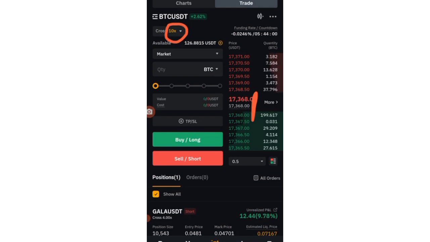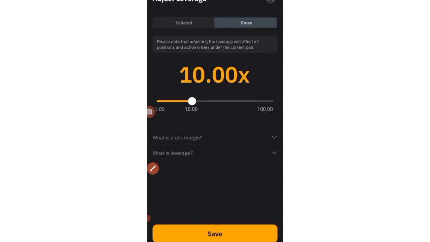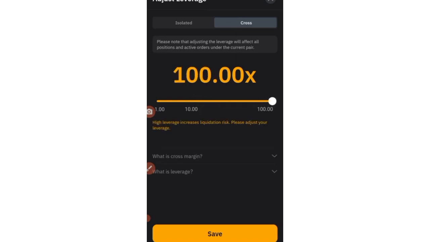For beginners especially, I encourage them to use low leverage for proper risk management. If you click on that 10x, in your case it might be something else, you're going to get different options. We have the option to increase or decrease your leverage. If you want a higher leverage, you can increase it even up to 100x.